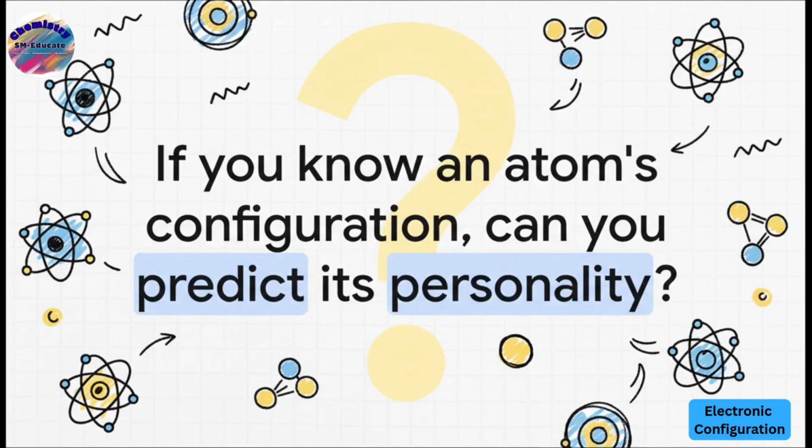And that really leaves us with this one final powerful idea. The specific arrangement of a few tiny electrons, all governed by just 3 simple rules, provides the complete blueprint for an element's entire identity. So if you know an atom's configuration, can you predict its personality? You absolutely can. And that right there is the true power of chemistry.